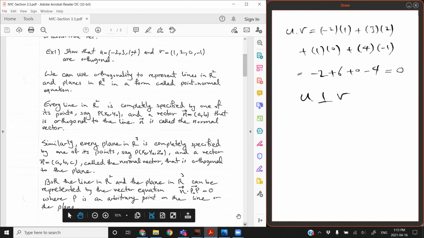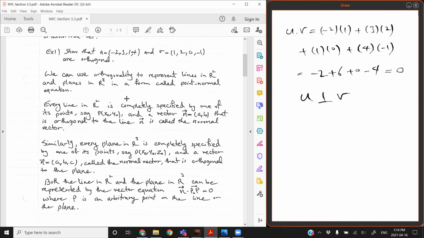Okay, now we're going to use this. An application of this would be a special kind of representation for a line in R2 or a plane in R3 called the point normal equation. So we can use orthogonality to represent lines in R2 and planes in R3 in a form called point normal equation.